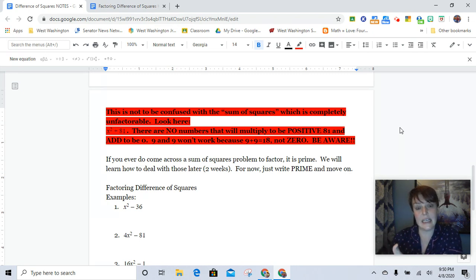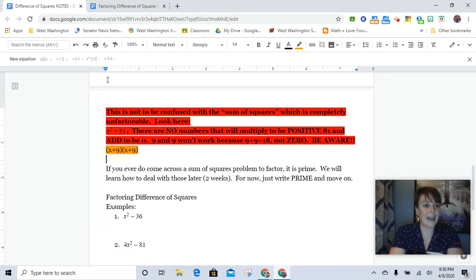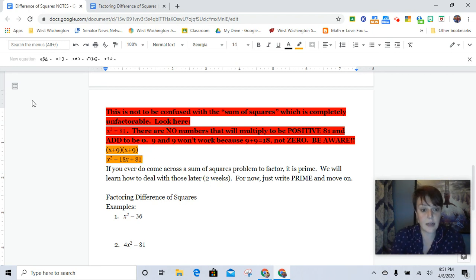They add to 18. And so, real quick, if we were going to say x plus 9 times x plus 9, say that that's our factors, what we would actually get here is x squared plus 18x plus 81. That is not a difference of squares. This is what happens when you multiply the same thing by itself, but there's no sum of squares like that.